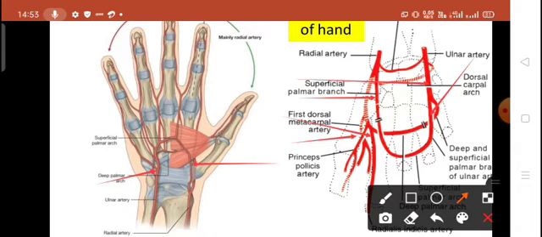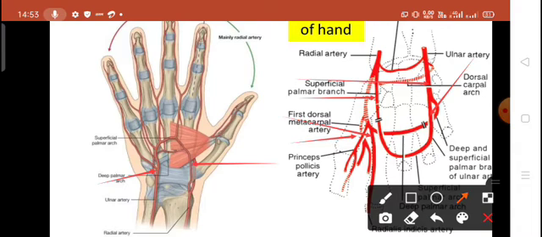palmar arch. How is it formed? The superficial palmar arch is formed by the superficial branch of the ulnar artery joining with the superficial branch of the radial artery, and it may also join with the princeps pollicis or radialis indicis artery. This is from the anastomosis between the radial and ulnar arteries.